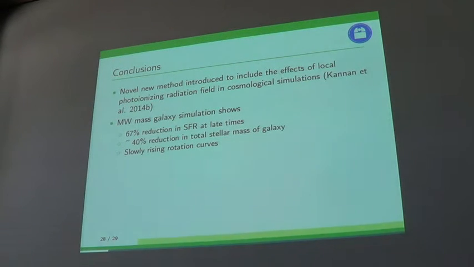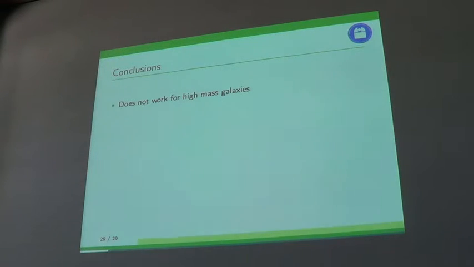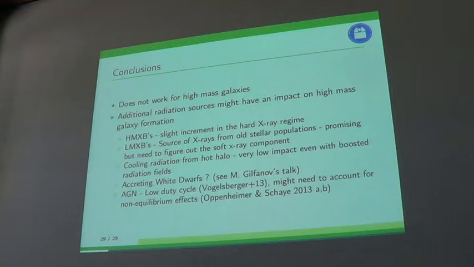So if you do a Milky Way mass galaxy, there is a 67% reduction in the star formation rate, and a 40% reduction in the total stellar mass. And again, I will invoke this preventive feedback: it stops gas accretion instead of ejecting gas out of the disk, so it's a preventive feedback mechanism. And additionally, it does not work for high mass galaxies, as I have shown. So additional radiation sources might have an impact.